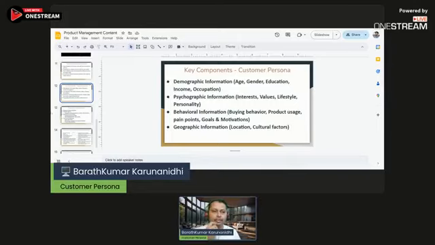So that is about key components. These are the major key components that we have to arrive at a customer persona, right? So hope you are clear about it.